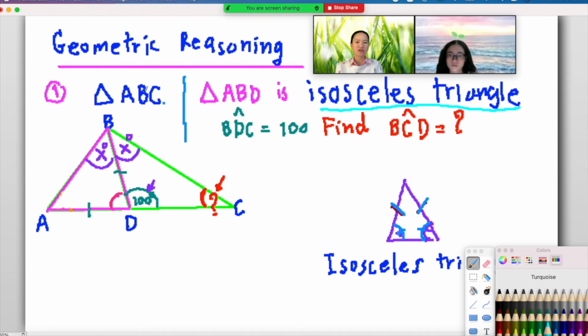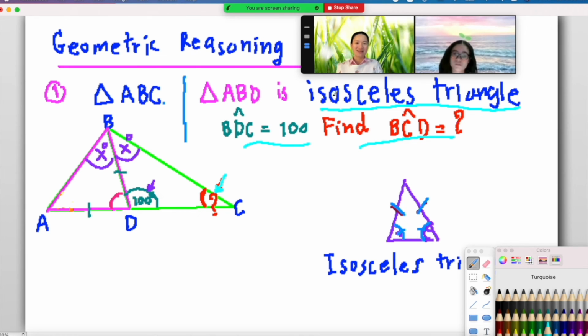There is a triangle ABC. Here, ABC. And another piece of information: triangle ABD is an isosceles triangle. And then they give you that X here, and they give you another piece of information: BDC equals 100. They want you to find BCD, the question mark here. That's the one that we're going to find, this angle.